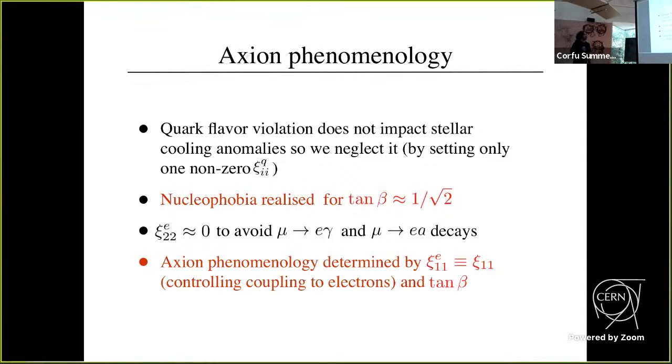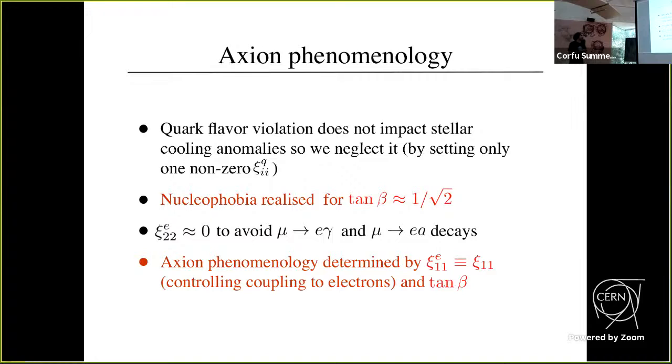So first of all, we neglect quark flavor violation. This can be done by setting only one non-zero psi in the quark sector. This in principle could be present. In fact, it leads to interesting quark axion phenomenology, but from the point of view of the stellar cooling anomalies, it does not affect much the overall picture. So for simplicity, we neglect this.